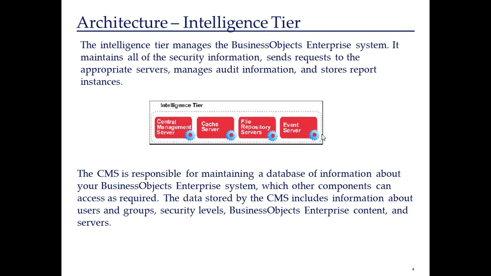So the input directory is the place where we store all the published reports, and the output directory is where we store all the schedule instances of each and every report. So that is the job done by file repository server. It maintains both the folders and related information.